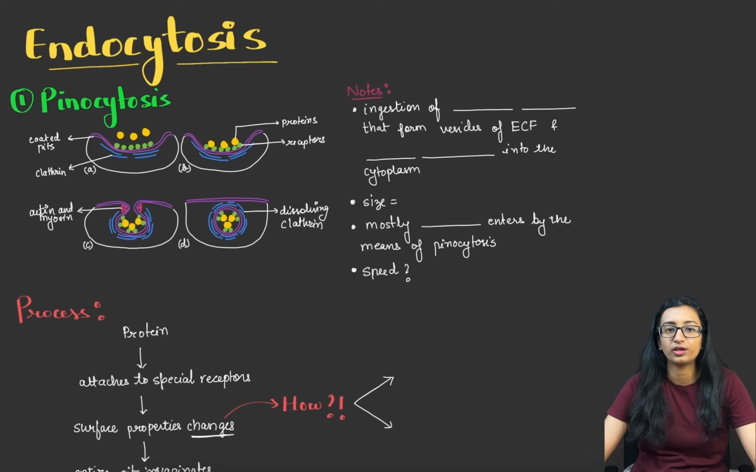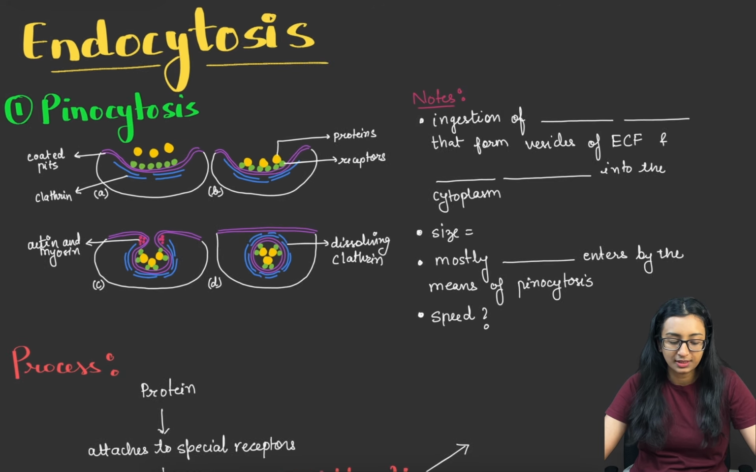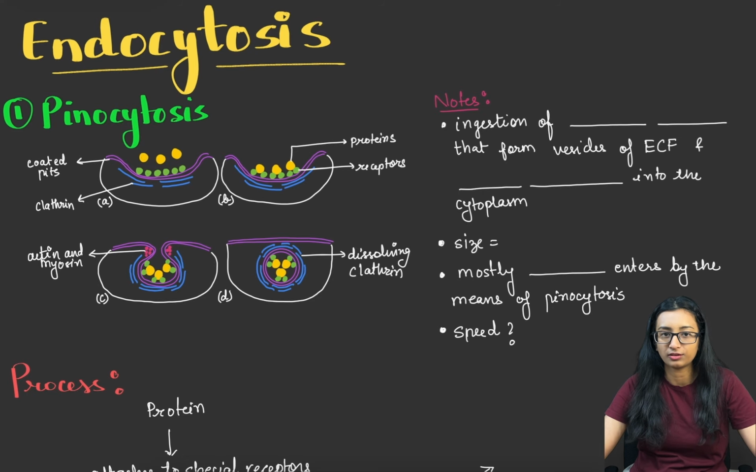In this video, we are going to talk about endocytosis, its types, pinocytosis and phagocytosis, where they are taken up, from where we get the energy, and how these structures are formed. So, endocytosis is divided into pinocytosis and phagocytosis.